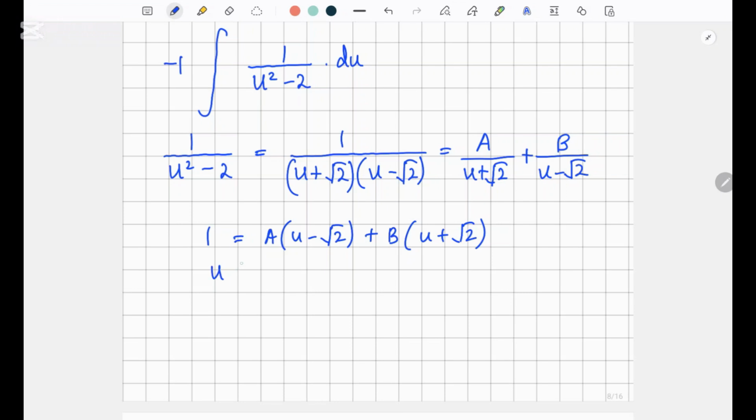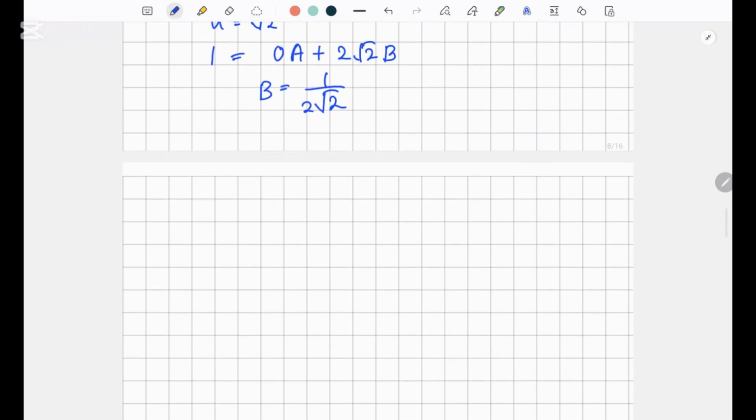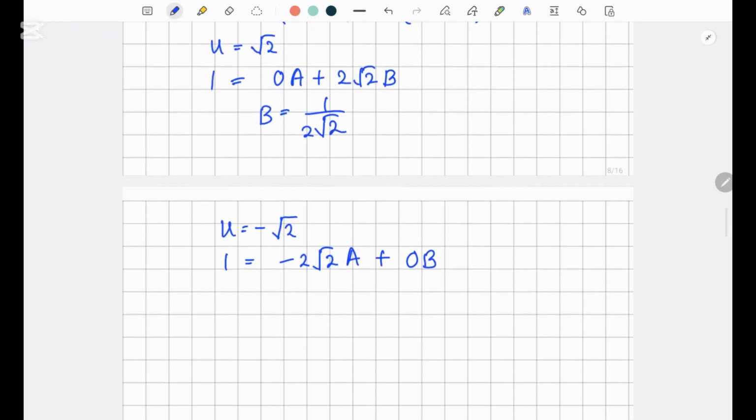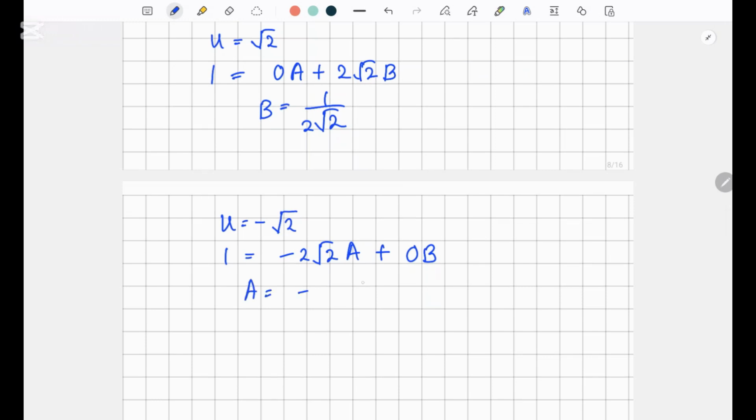So then you can write, when u equals root 2, 1 equals, so you'll have 0A plus 2 root 2 B, right? So B equals 1 over 2 root 2. And when u equals negative root 2, you'll have 1 equals minus 2 root 2 A plus 0B, right? So you have A equals negative 1 over 2 root 2.